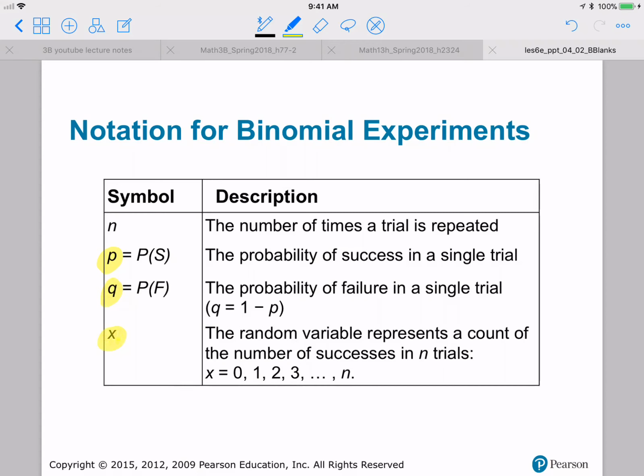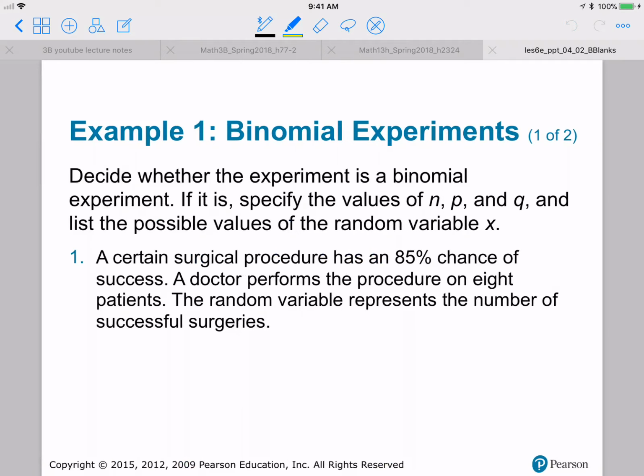And then again, we said with X, X could be any integer, any whole number between 0 and n. A lot of times students forget 0 and n, but you have to include those, because it is possible that your experiment would have 0 successful trials, right? And your experiment could have 0 failures. All right. So these are the symbols N, P, Q, and X, and always be looking for them when we're working the problems in the book and dealing with binomial experiments in general. Let's look at this first example.